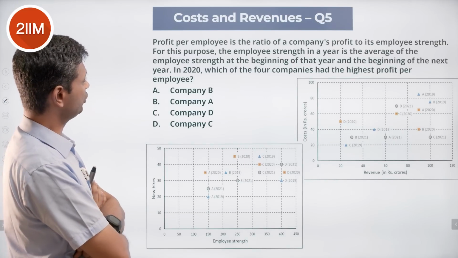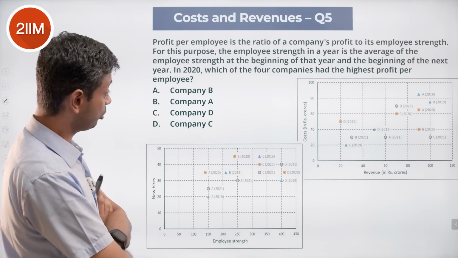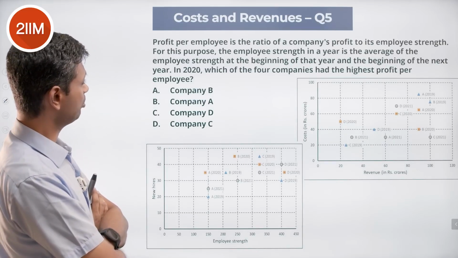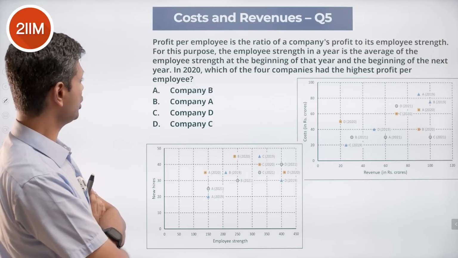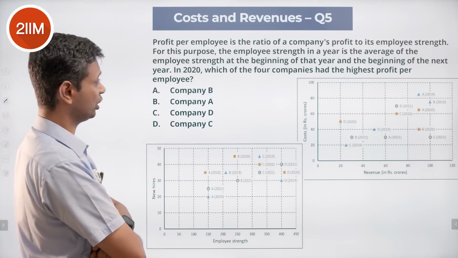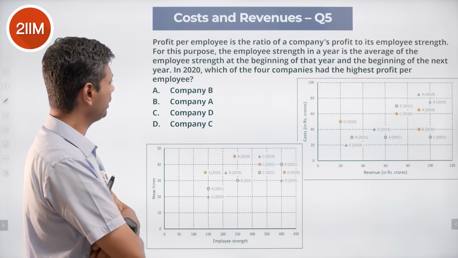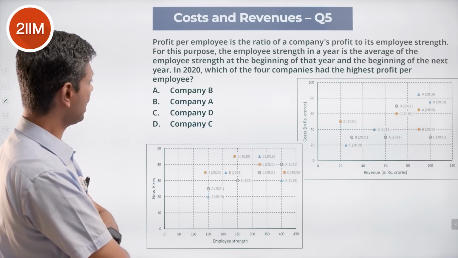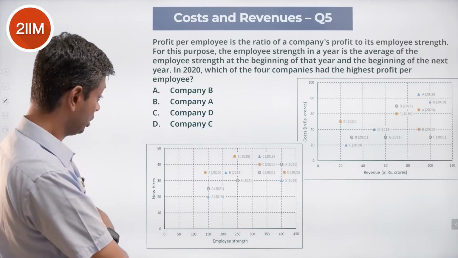Profit per employee is a ratio of a company's profit to its employee strength. For this purpose, the employee strength in a year is the average of the employee strength at the beginning of the year and the end of the year, beginning of the next year. In 2020, which of the 4 companies had the highest profit per employee?